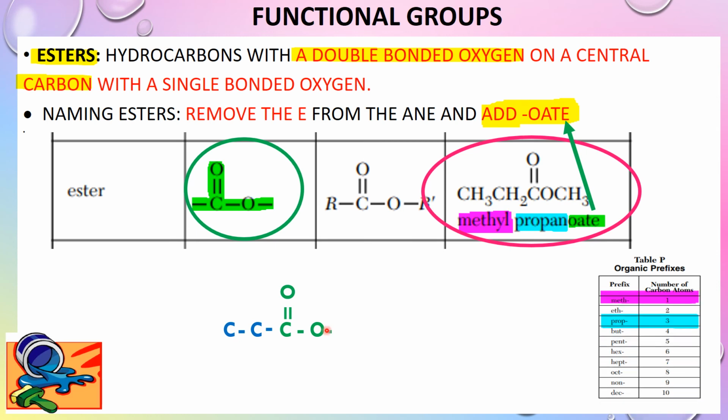And what does a methyl group look like? It means that there is 1 carbon. So I'm going to take that 1 carbon, and I'm going to stick it on the end of it. So this is ensuring that that oxygen is staying in the middle.